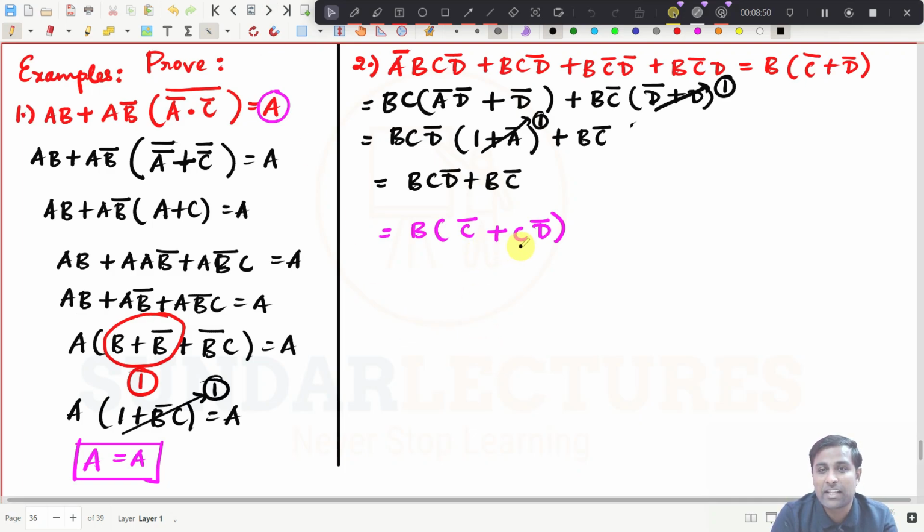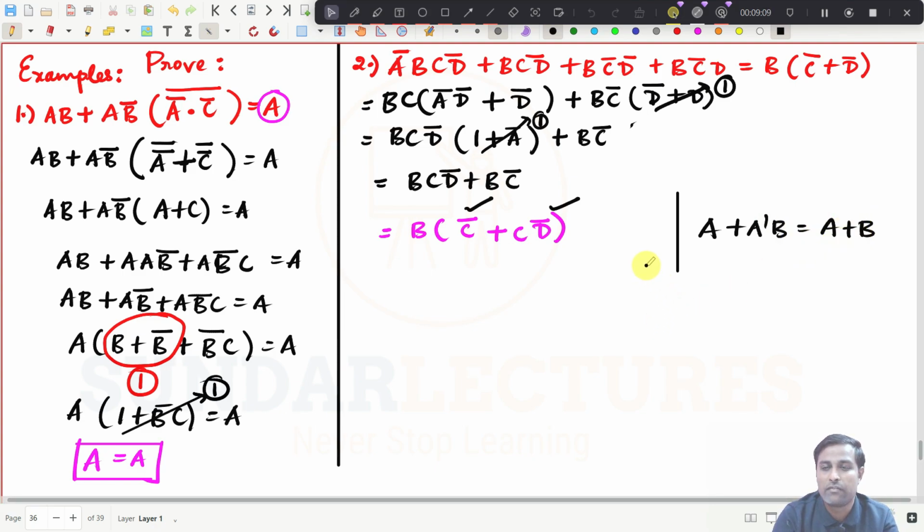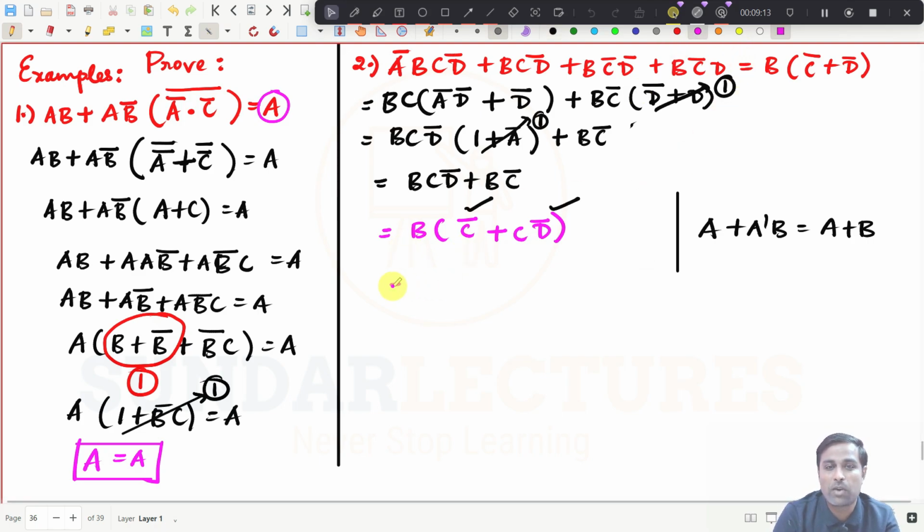But here, instead of the complementary term, you have a non-complementary term. So what this one will give you is that these two will be added and this term will be eliminated. That is the whole idea. That is why I am always saying, please remember this formula, because this gives you very good simplification ideas.